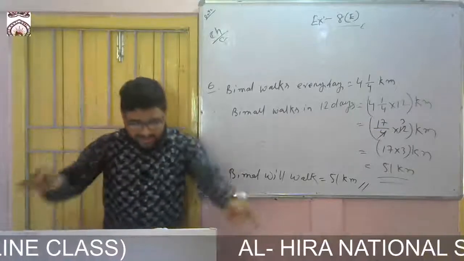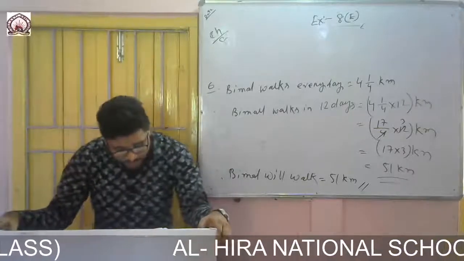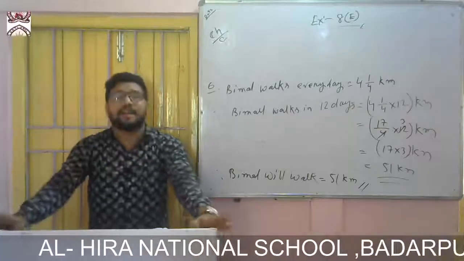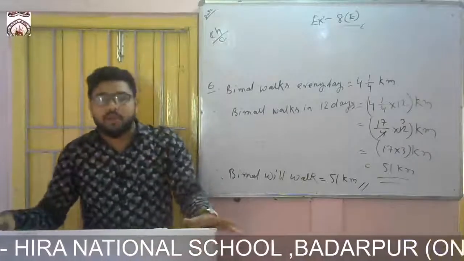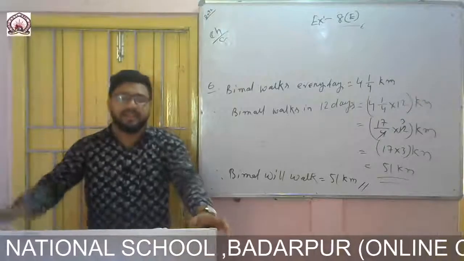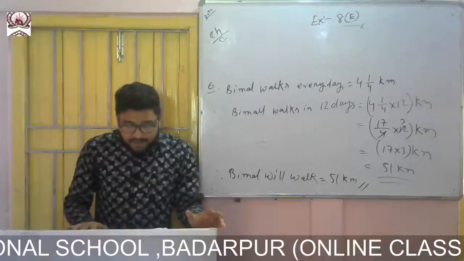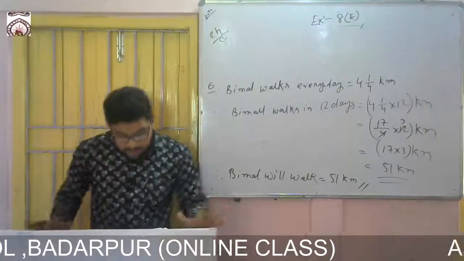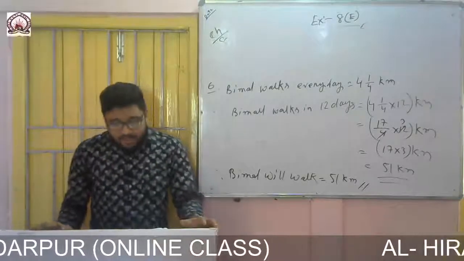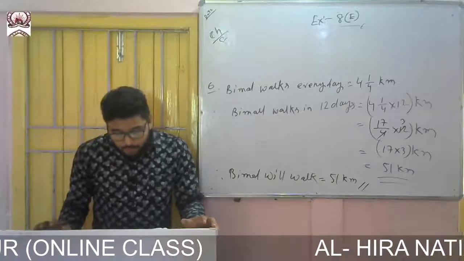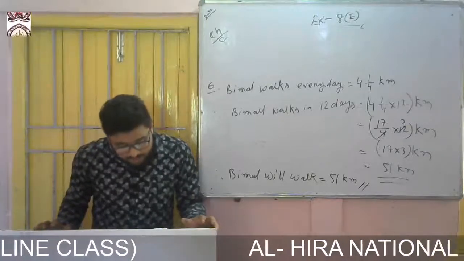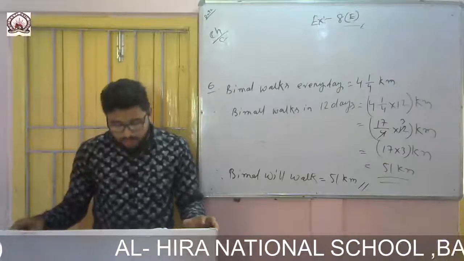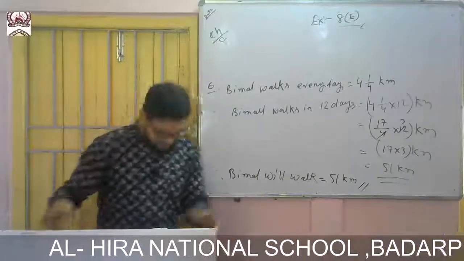So see question number 7, what is there? A container has 5 1/4 liters of milk. That means in this container 5 1/4 liters of milk are poured. Now the milk is to be poured into bottles of capacity 3/4 liter. How many bottles will be needed?